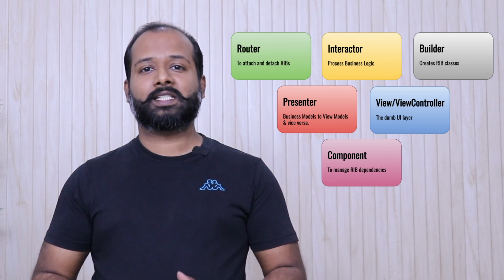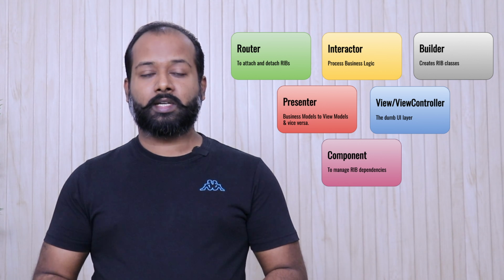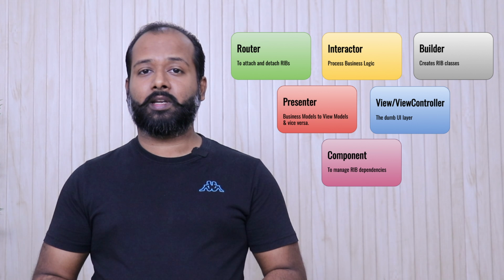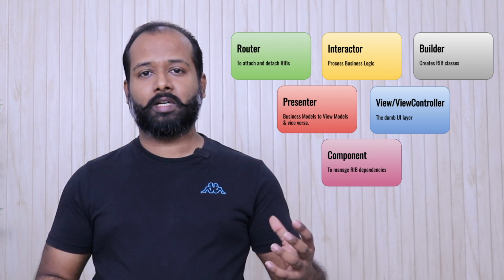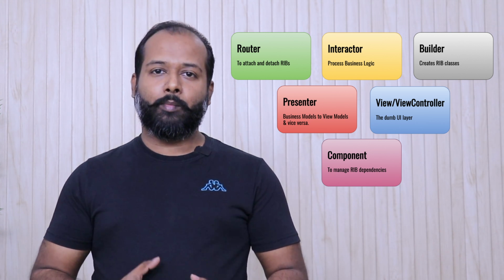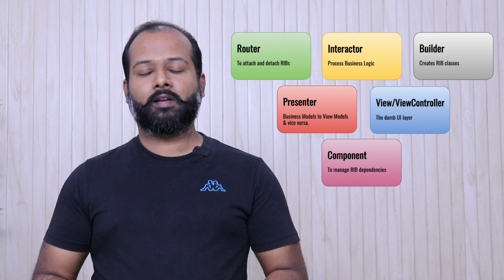So these are the six major components of RIBs architecture, and now we will try to understand how exactly data flows among these components of RIBs architecture. Once we understand the different components and how data flows among them, it will become much easier to understand the code structure or the code sample for the RIBs architecture.